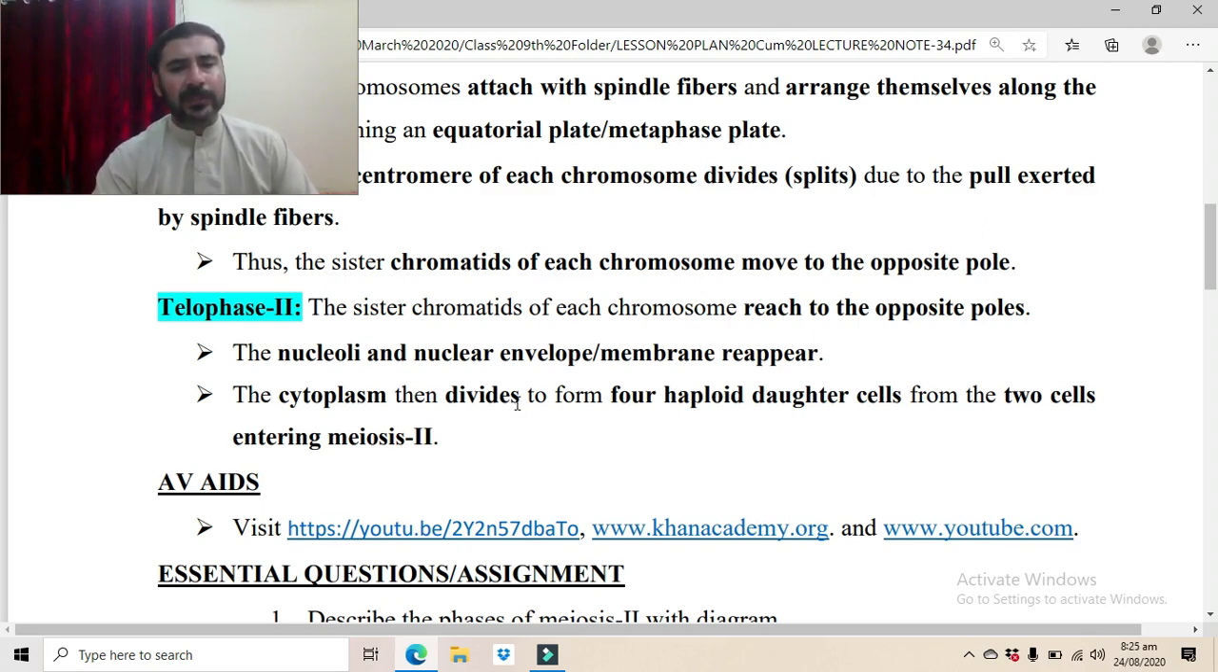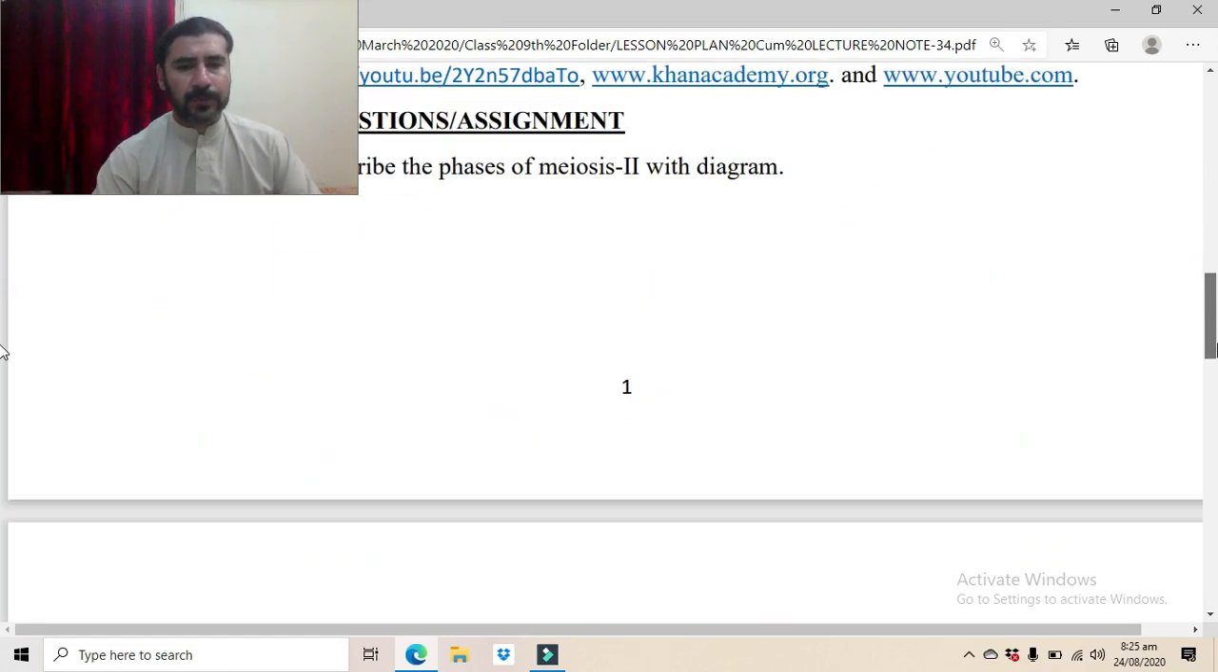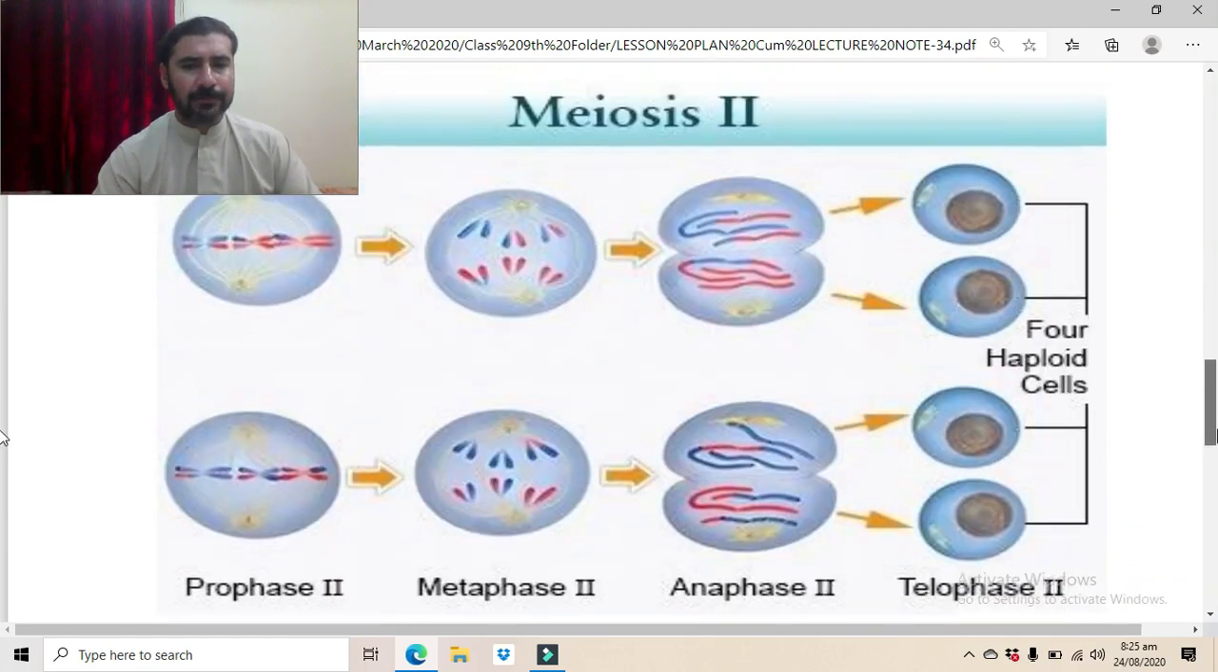The cytoplasm then divides to form 4 haploid daughter cells from the 2 cells entering into meiosis 2. The 2 cells which have entered into meiosis 2 will each be divided into 2. So one cell will be divided into 2 and the other will be divided into 2. As a result, 4 cells with the haploid number of chromosomes will be produced. Diagrammatically, it is shown here.